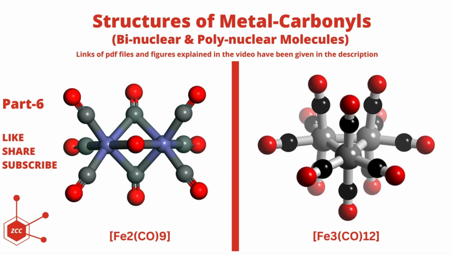So today's lecture is about structure of metal carbonyls, and this is part 6 of this lecture series. And in this particular lecture we will discuss binuclear and polynuclear molecule examples such as Fe2CO9 and Fe3CO12.